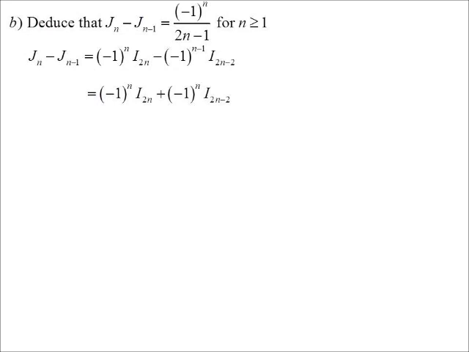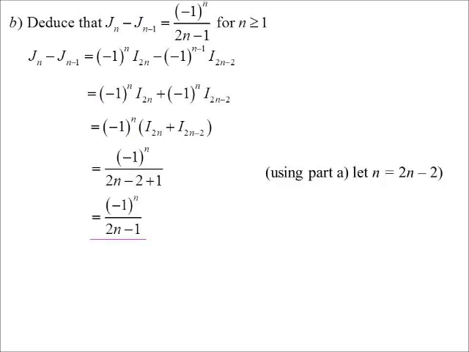Yes, because you'll notice the second one there, I've rewritten the minus times the minus 1 to the n minus 1, so minus 1 to the n, and factorized it out. So now, it's I_{2n} plus I_{2n-2}. Well, we just showed what I_n was equal to. Let me go back and remind myself. There it is. I_{n+2} plus I_n is 1 on n plus 1. We've got I_{2n} plus I_{2n-2}.